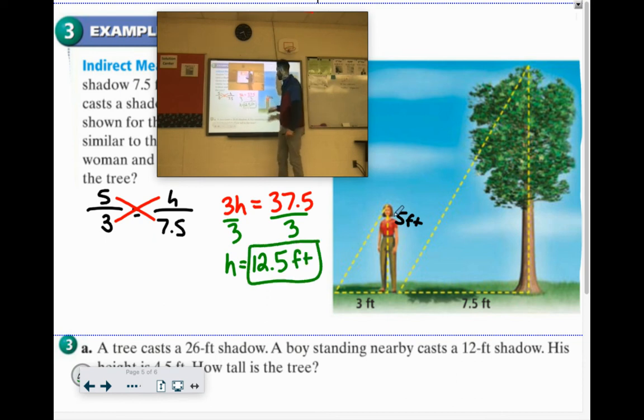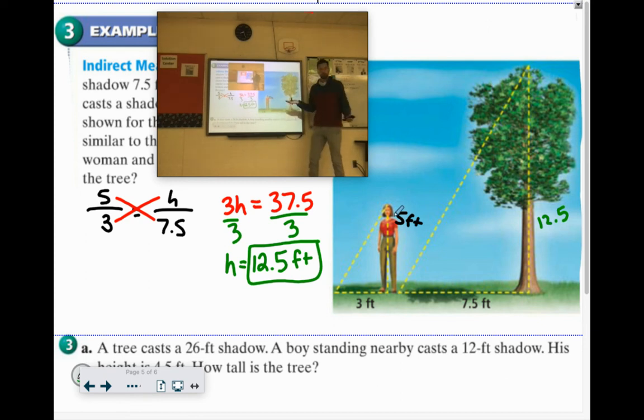Let's make sure that answer makes sense. This was 12.5. The actual height is almost double the shadow. 3 times 2 would be 6. So it's almost double that. 7.5 times 2 would be 15. And this is just a little bit under 15. Great.